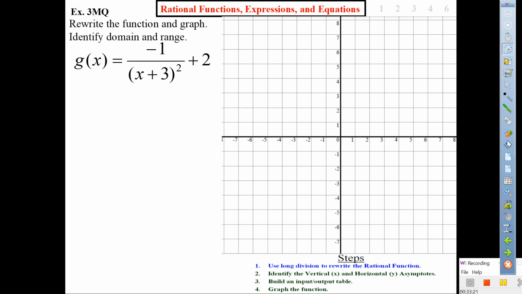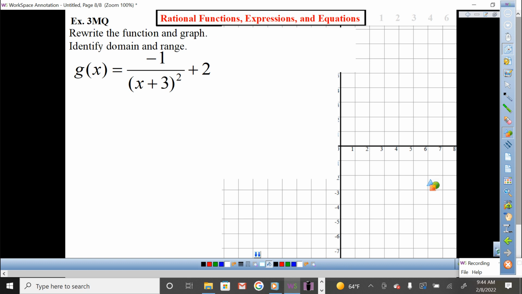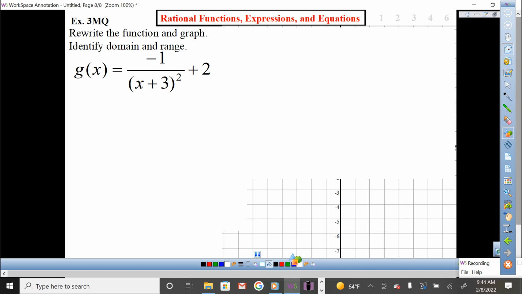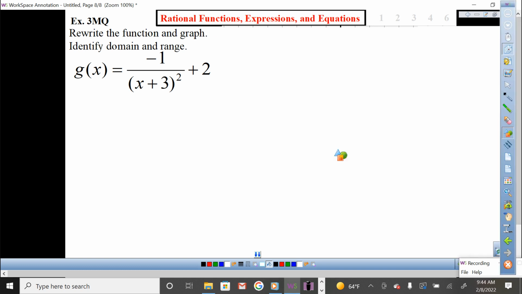No, not yet, but let's copy this one really quick. And for the sake of time, we're not going to find the domain and range on this one. We're going to keep moving. I just want it graphed. So here we go. This one, example 3 mega q, they give us g of x equals negative 1 over x plus 3 squared plus 2.